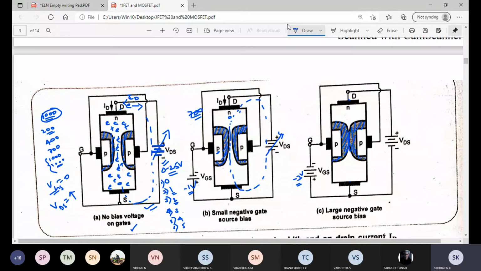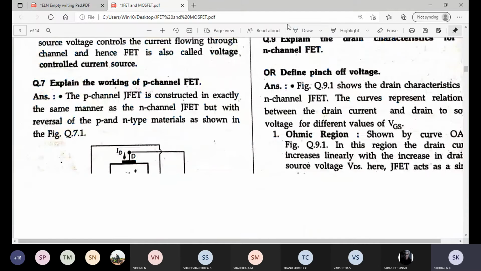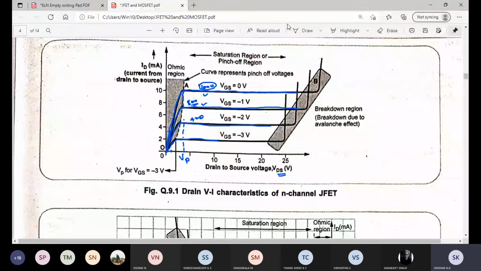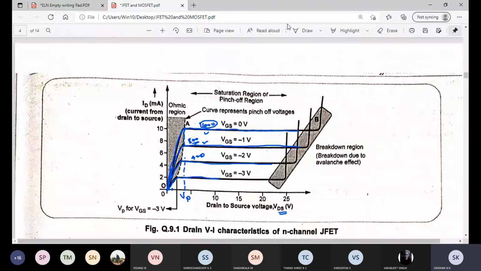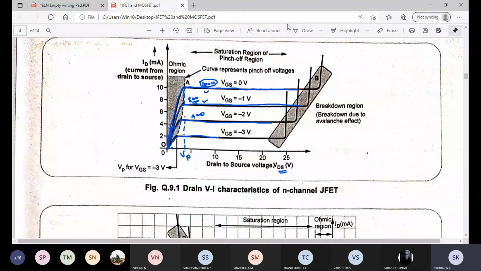Because of more negative bias, there is no path for the electrons to move from source to drain. It will block here because of this depletion layer encroachment. It can't move from source to this drain. Because of this complete blockage of the channel, the current can't conduct further. This is what happens finally. Can you see here? So for more VGS, the current will stop conducting further. Okay, this is all about the VI characteristics of N channel JFET.